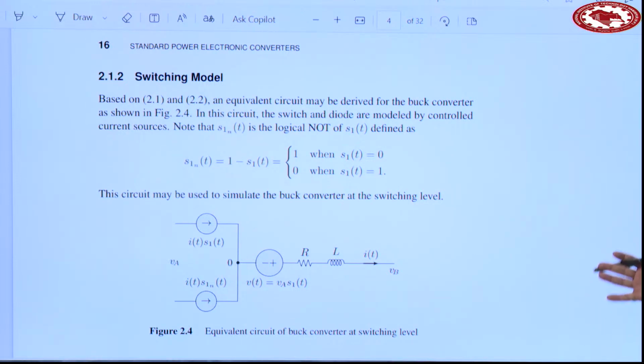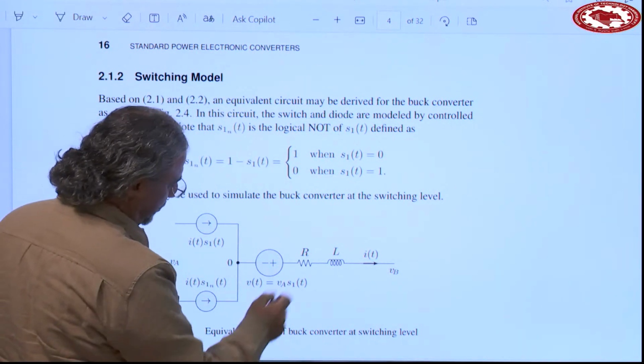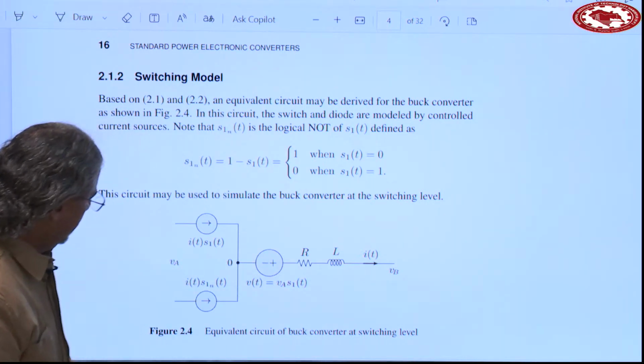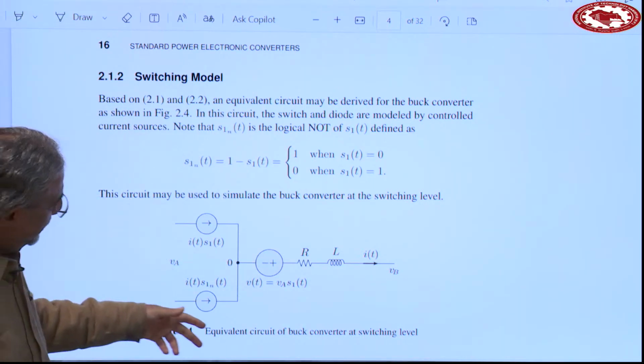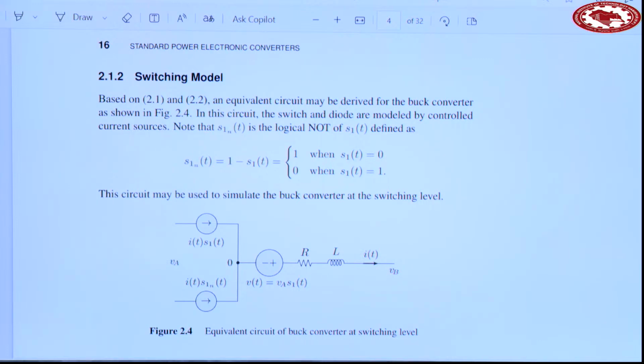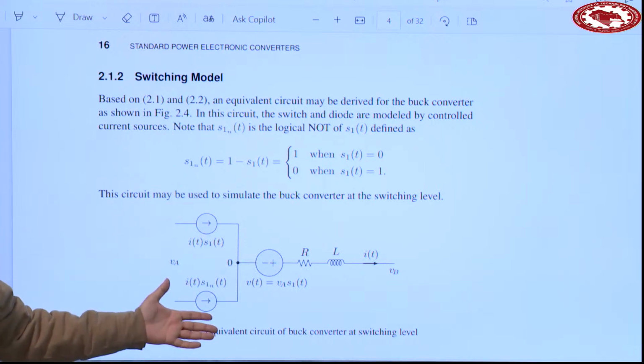So if you look at this, everything is mathematical. This is a current source. This is another current source. This is a voltage source. And these are two resistors and an inductor. And then you have voltage here, another voltage here. So this perfectly models how this converter works. In other words, if you know VA, if you know VB, and if you know S1, and obviously R and L, you can simulate this in any software that you have.